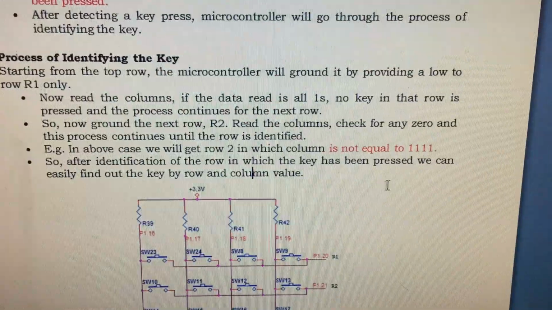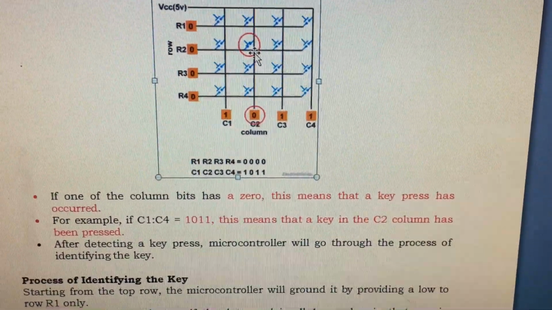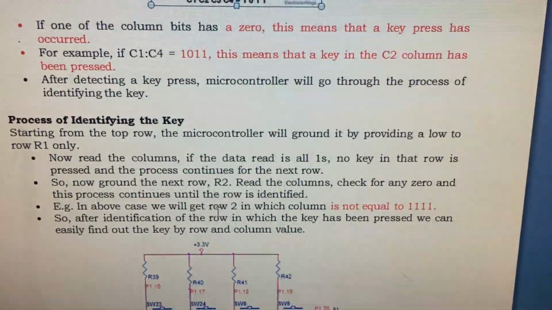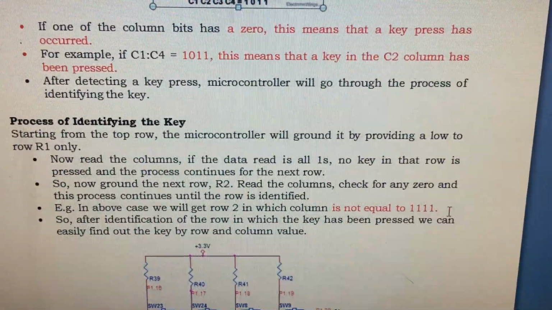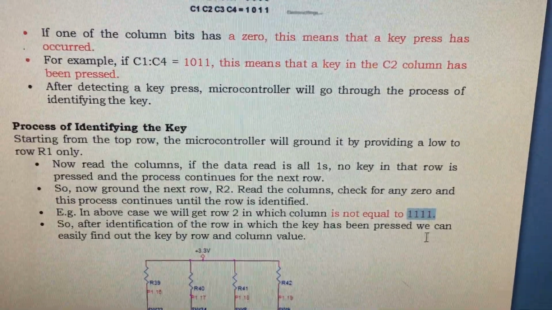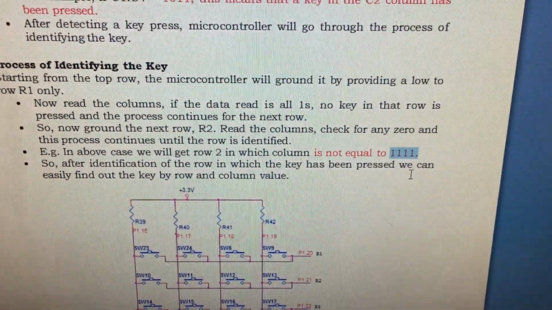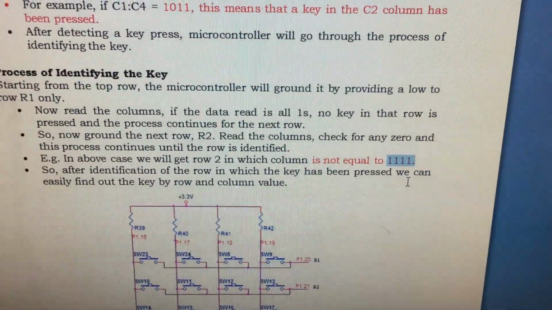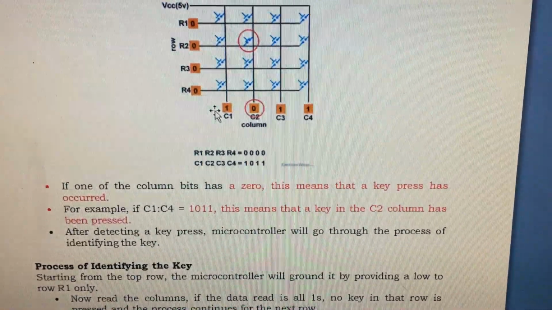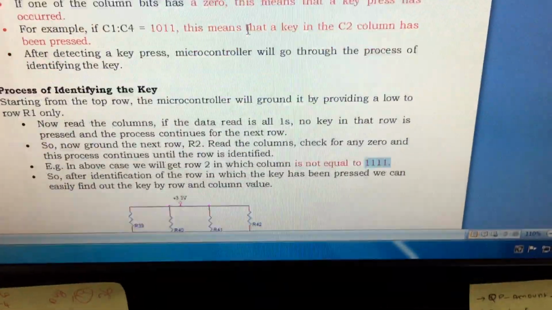In the above case, what we have pressed here is this key. The row 2 should become 0. So in the above case, we get row 2 in which the columns are not equal to 1 1 1 1, which is equal to 1011. Therefore we know the key is in row 2 as well as column 2. The particular key whatever we have pressed here gets displayed on my LCD.